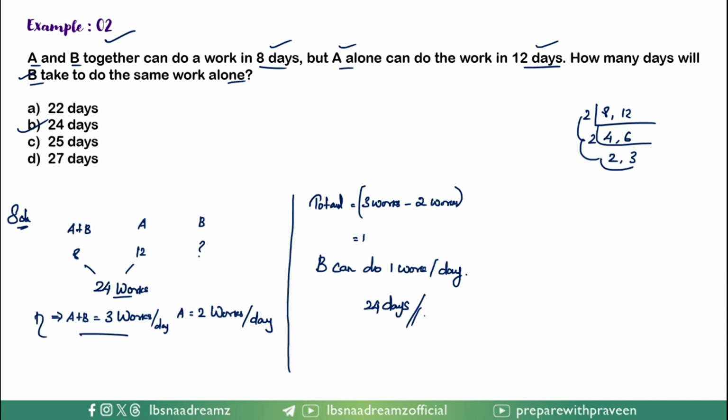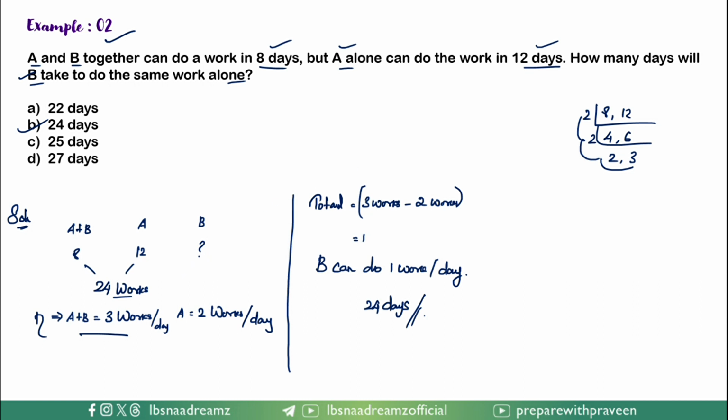Understand? First, from the question we can understand that A plus B, that is both A and B, can do the same work in 8 days. If A is doing the same work alone, he will do it in 12 days. Now we have to find the efficiency of B. So to find that, we are taking the LCM of 8 and 12. So we are getting the LCM 24. So totally there are 24 works. Finding the efficiency of A and B, we can tell that they can do 3 works per day. The efficiency of A is 2 works per day.